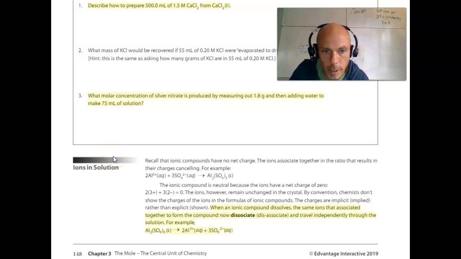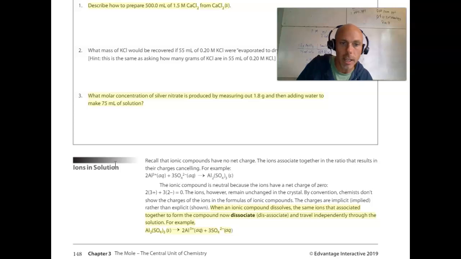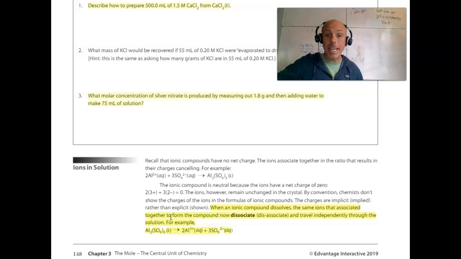All right, so I've scrolled down a little bit, still on this same page, looking at the section titled Ions in Solution. I want to remind everybody that ionic compounds are formed from ions. So aluminum sulfate comes from aluminum ions associating with sulfate ions. 2 aluminum ions and 3 sulfate ions form the solid compound called aluminum sulfate. Well, if aluminum sulfate is soluble in and dissolved in water, and this is true of any ionic compound, the ions that associated together that formed that compound now dissociate, meaning they are pulled apart by water and travel independently through the solution.